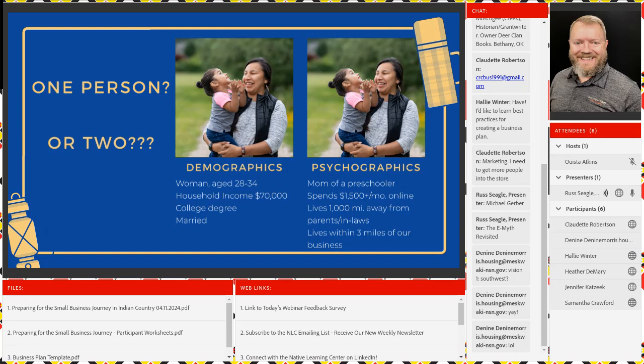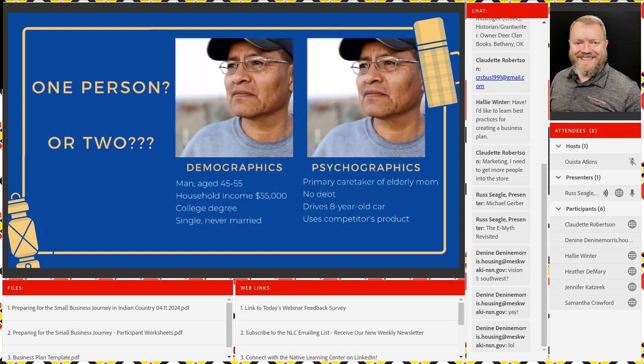Now, if we only know the psychographics about her, we might know what makes her tick. We might know what helps her make the decisions that she makes. But we don't know if she can afford anything that we have for sale. So we need to see both sides of her. We need to see both of those people in that one customer. We need to know what makes her tick, and we need to know what her demographics are so that we can know, can she afford this? Is this something that is even interesting to her?